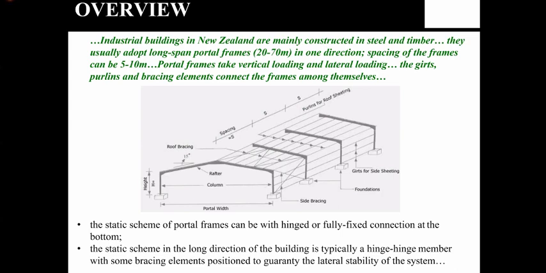They usually adopt long span portals. They can span between 20 to 70 meters in one direction, and spacing of the frames can be between 5 to 10 meters. The portal frames are designed for vertical and lateral loads, and girts, purlins and bracing elements pick up the roof cladding, right? The static scheme of the portal frame can be hinged or fully fixed connections at the bottom, and the static scheme in the long direction of the building is typically hinge-chained. So we need lateral bracing so the system is stable, right?